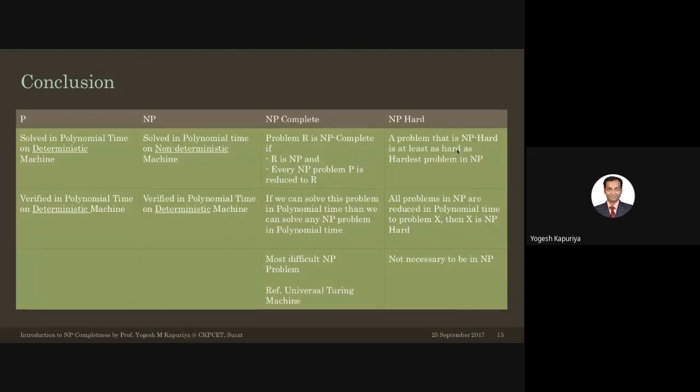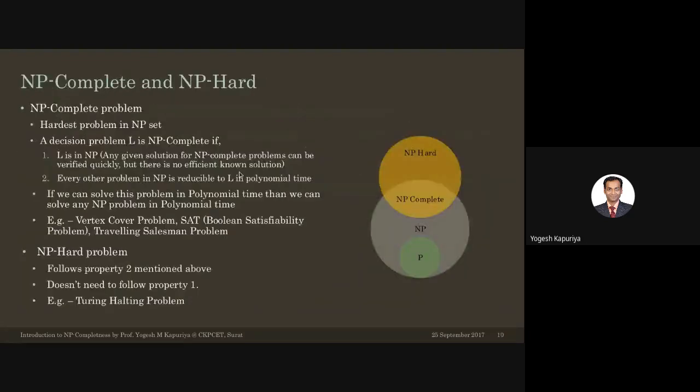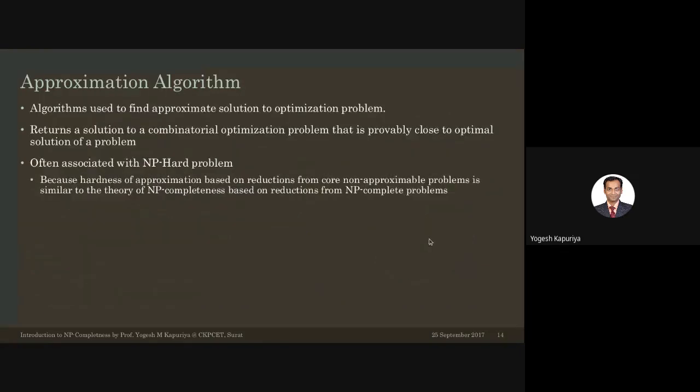R is in NP here. R is not necessarily in NP. Right, so that is the only difference between these two categories. So you should remember this in general. You should also remember this figure as well. Okay, this gives you a clear idea about what is NP hard, NP complete, etc.